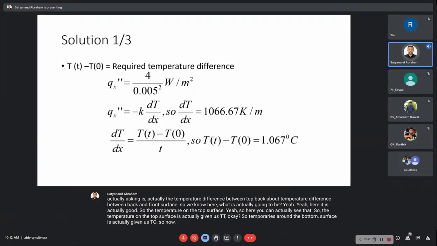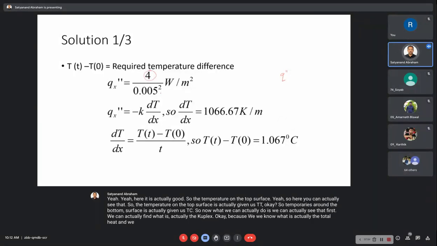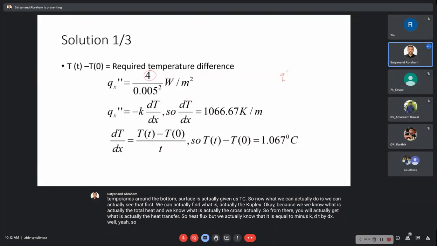So now what we can do is first find the q flux, because we know the total heat and we know the cross section area. So from there you will get the heat transfer. Heat flux, but we know that it is equal to minus k dT by dx. So dT by dx we know.